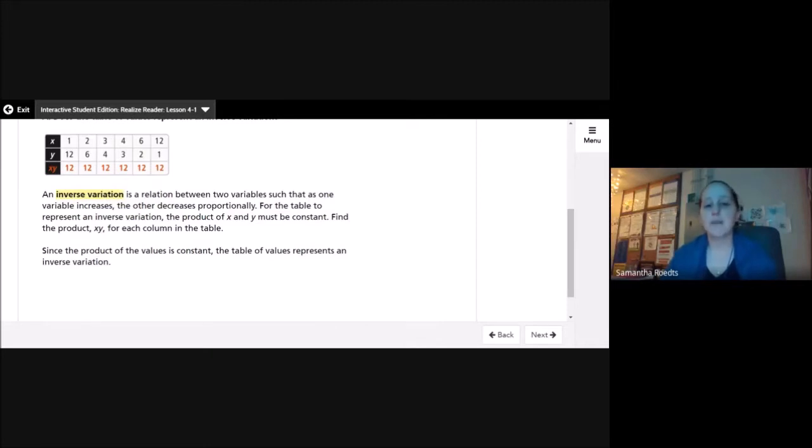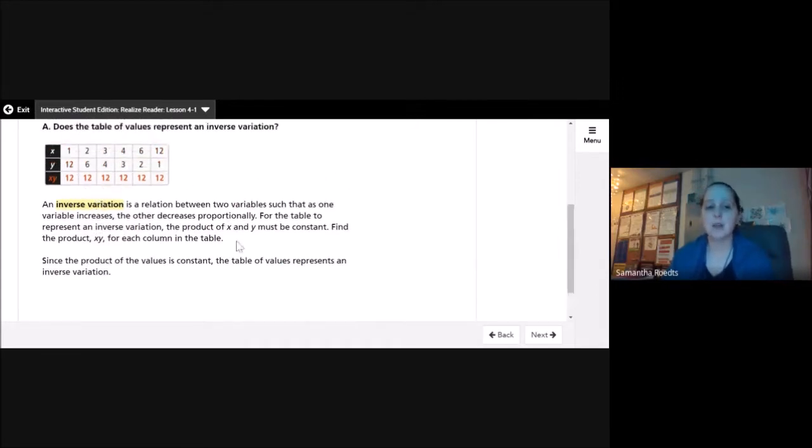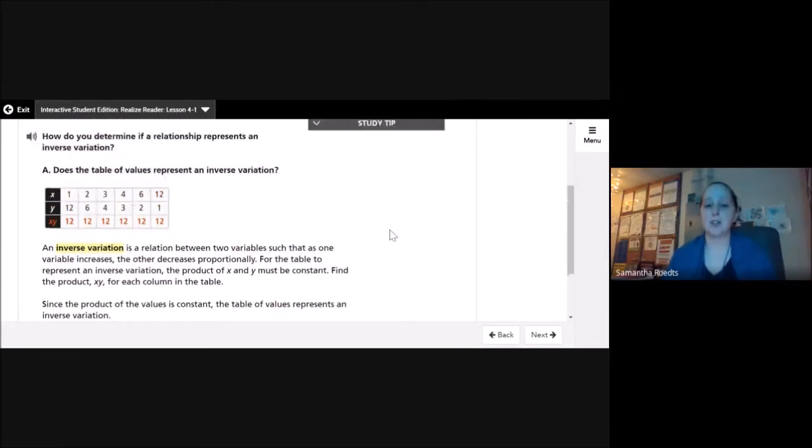Find the product xy for each column in the table. So I just multiply 1 times 12, 2 times 6, 3 times 4, 4 times 3, 6 times 2, and 12 times 1. Well, they all get 12. Since the product of the values is constant, meaning they're all the same, the table of values represents an inverse variation.